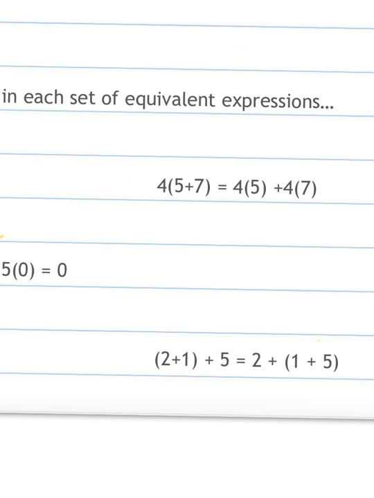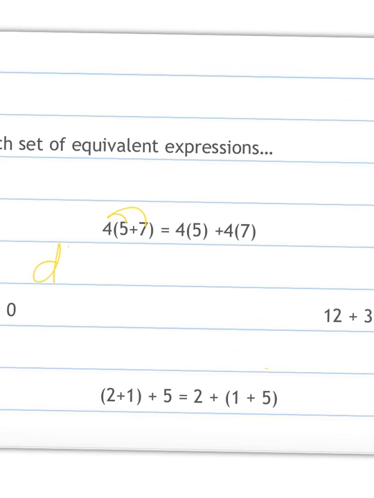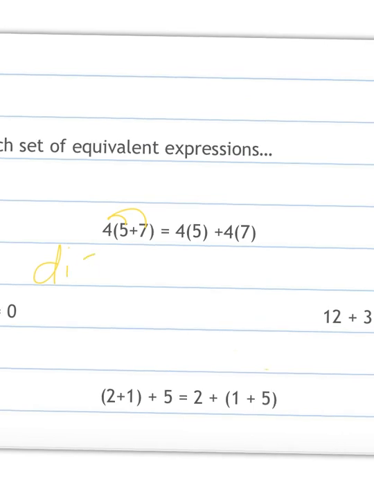Next one up here, we are doing 5 plus 7 in parentheses, and we're multiplying that by 4. And then they're showing that we can distribute the 4 to each number inside the parenthesis. So that would be the distributive property.